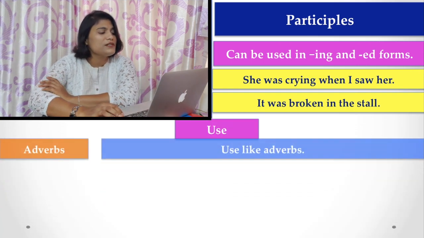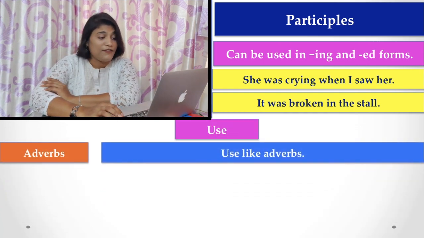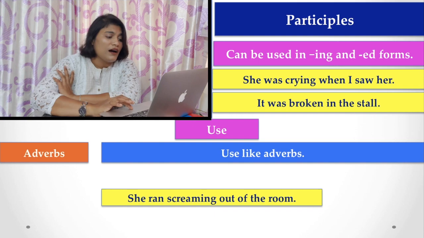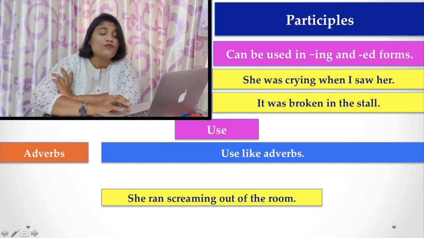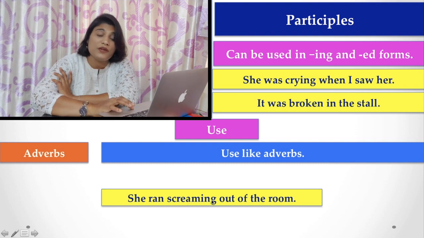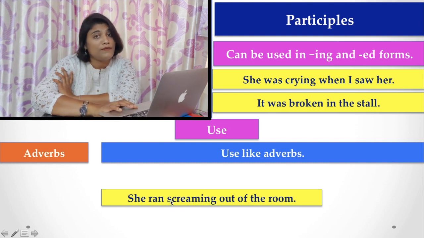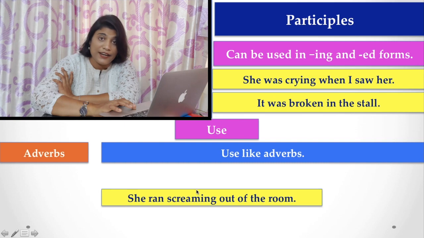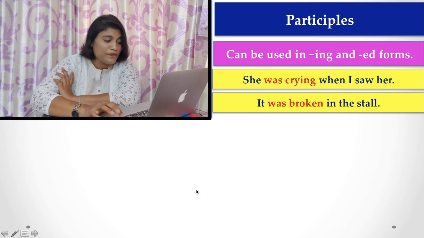Now, participle can be used like an adverb. For example, he ran screaming out of the room. Here, screaming, that is, ran screaming, describes the verb or verbal activity. So it is an adverb, not an adjective.